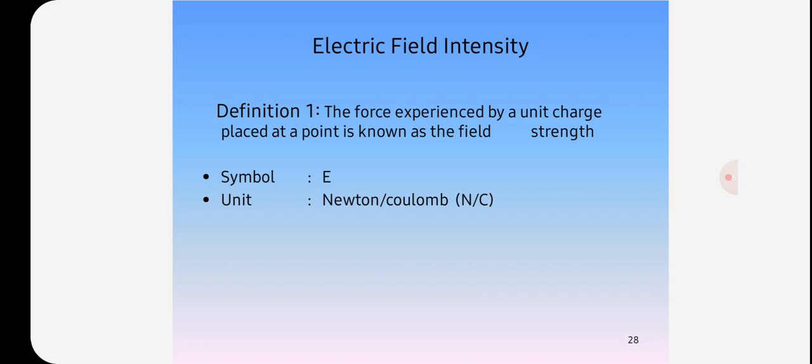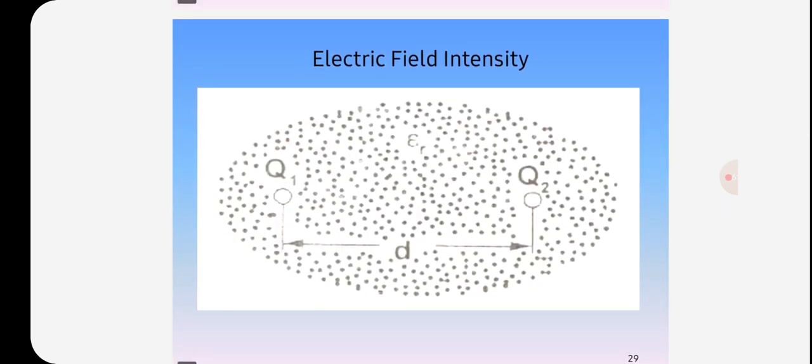Electric field intensity at any point in an electric field is equal to the potential gradient at the point. Electric field intensity E is equal to minus dV by dx, that is volts per meter. The force experienced by a unit charge placed at a point is known as the field strength, that is E. It is measured in Newton per coulomb. So, this is the electric field intensity.